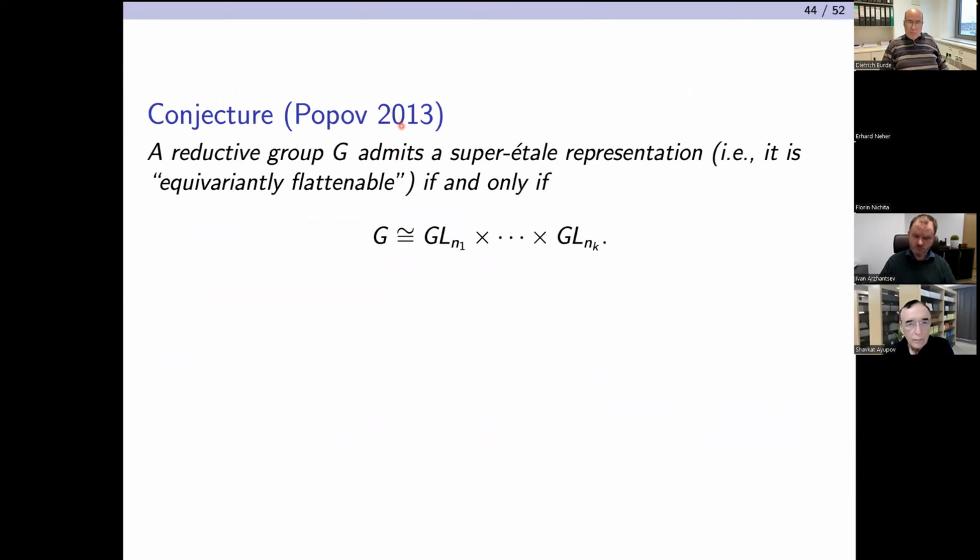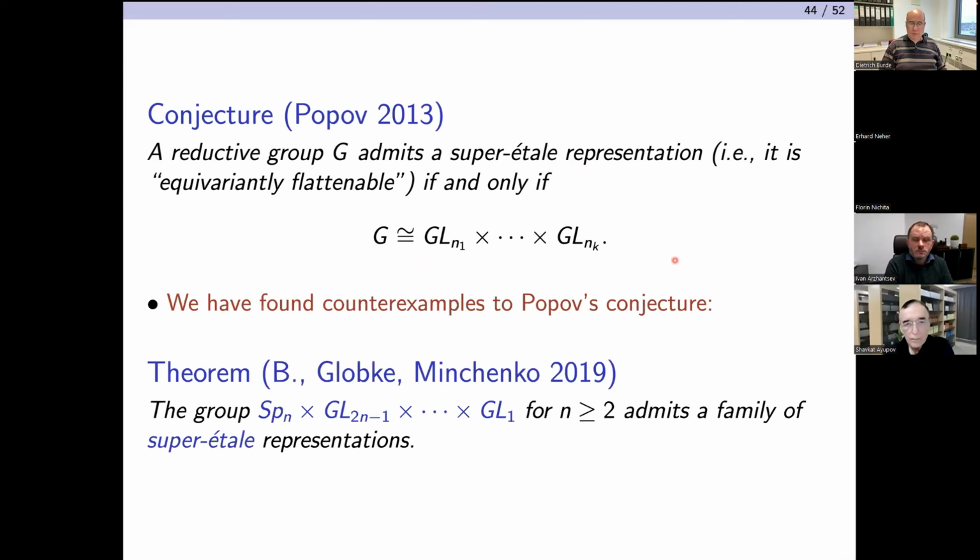But even more so, Popov had a conjecture telling that if you have a super étale representation, it must be GL_n's. And well, that's probably now the point of our whole paper. There we found counterexamples. So that's actually not true, because you can have things here with a symplectic group. Okay, the rest is GL_n, but here you can add symplectic groups and you can prove that there are really super étale representations.